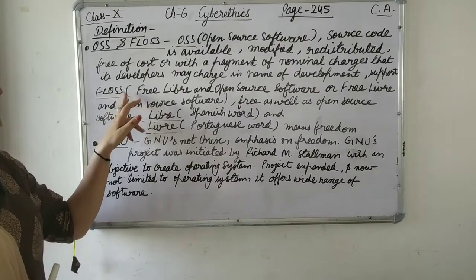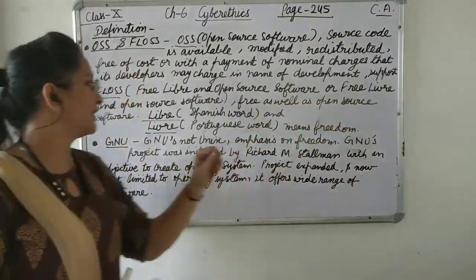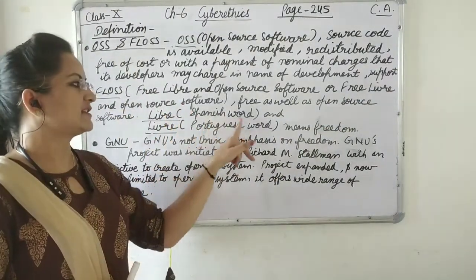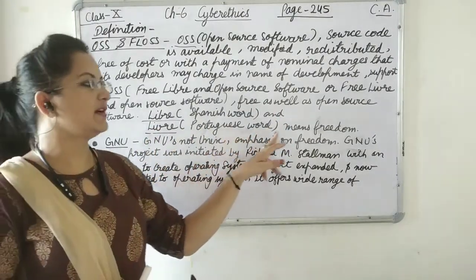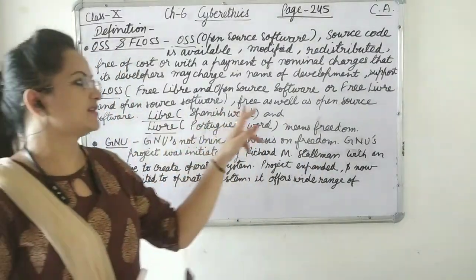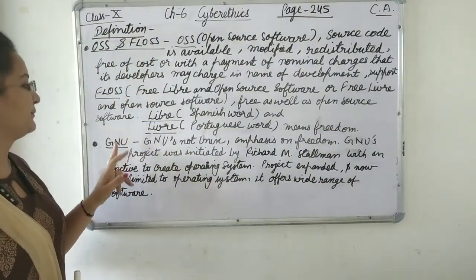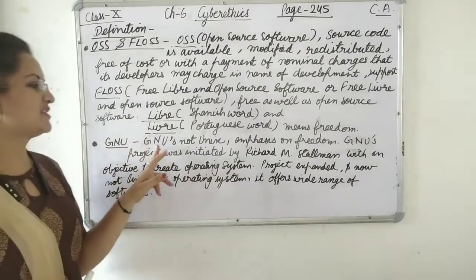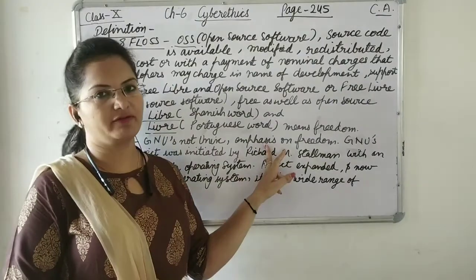Now, FLOSS. FLOSS full form is free, libre and open source software. Here, libre is a Spanish word and the meaning is freedom. Libre is also a Portuguese word and it also means freedom only. So here students, this is free as well as open source software. Now GNU. It's related to Unix. Its full form is GNU's Not Unix. So it emphasizes freedom only.